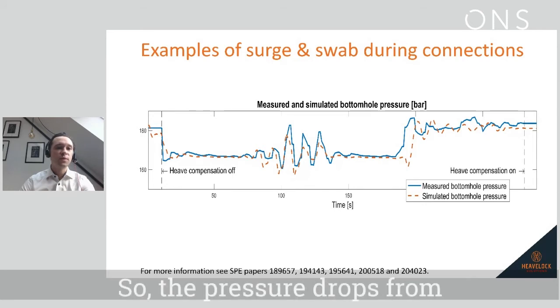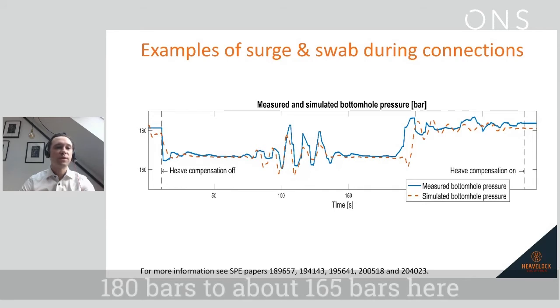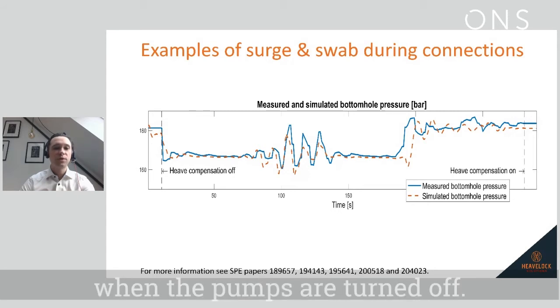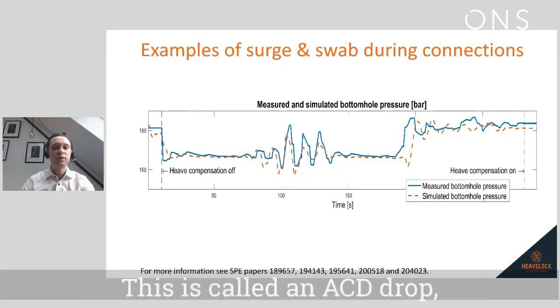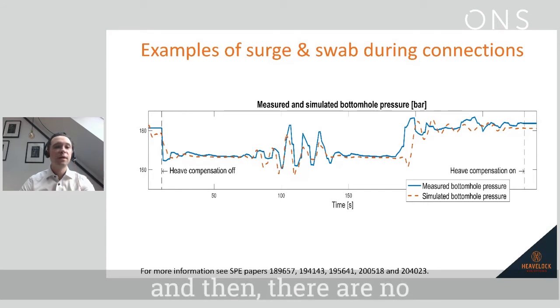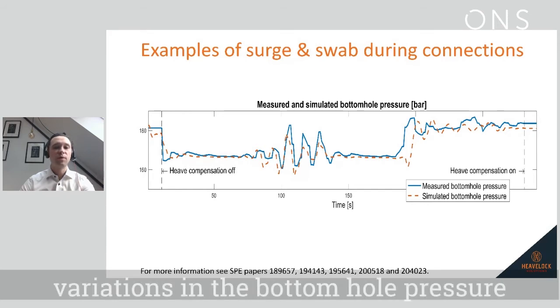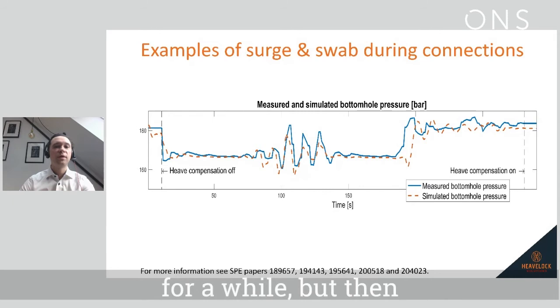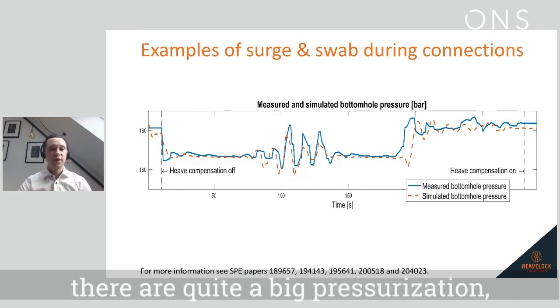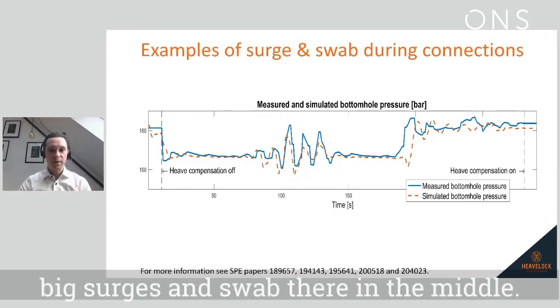So the pressure drops from 180 bars to about 165 bars here in the beginning when the pumps are turned off. This is called an ECD drop. And then there are no variations in the bottom hole pressure for a while, but then there are quite big pressure variations, big surge and swab there in the middle.